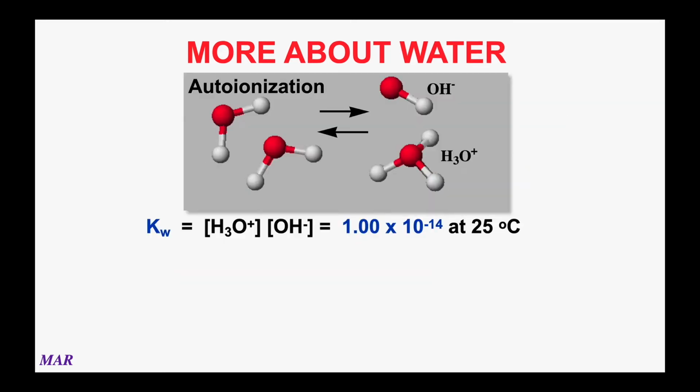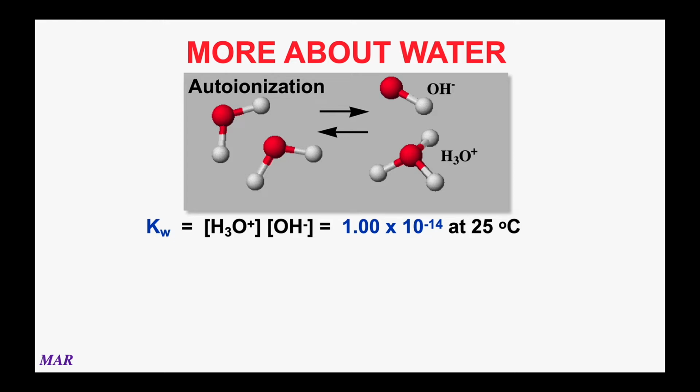People have studied this reaction quite a bit, and up there on the top under autoionization, you've got two water molecules in equilibrium with hydroxide and hydronium. Remember, hydroxide is the active part of a base, and hydronium is the active part of an acid. So people have studied this reaction. Now remember, you don't include liquids and solids in equilibrium.